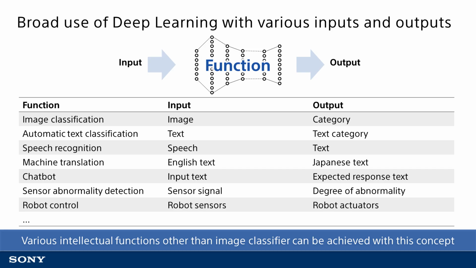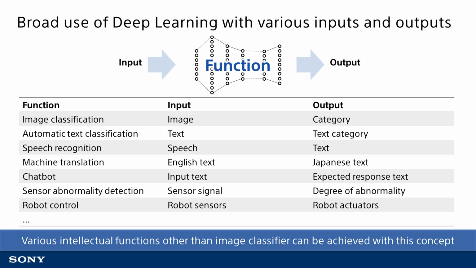This chart shows that many functions can be achieved through a variety of changes to the input and output of the neural network. For typical image recognition, the input is an image and the output is the result of image classification. In other words, the output indicates the type of image. This means that it functions as image recognition if the neural network is used.